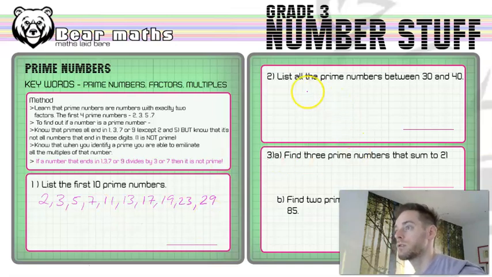Now, in question 2, you've got to list all the prime numbers between 30 and 40. This is where this little trick here comes in quite handy: mentally thinking whether the numbers divide by 3 or 7, because we know our times tables up to this point. I would hope so. We are going to think of the number 31. Well, does 31 divide by 3 to give a whole number, an integer? No, it doesn't. And does 31 divide by 7 to give an integer? No, it doesn't. So therefore 31 is definitely a prime number.